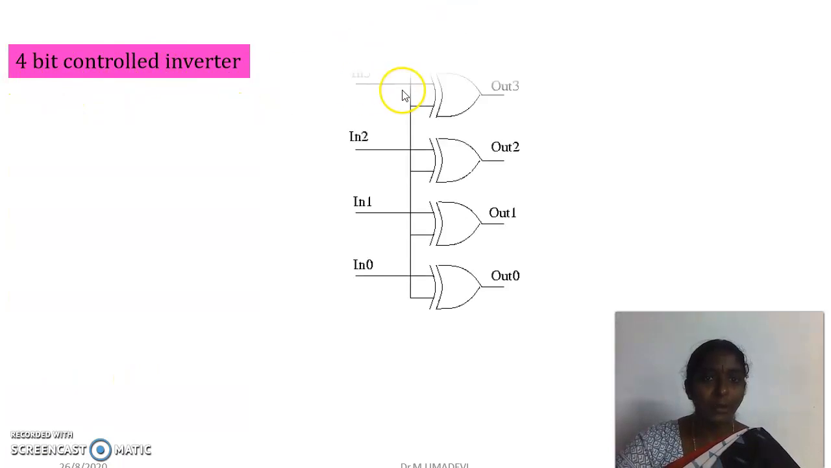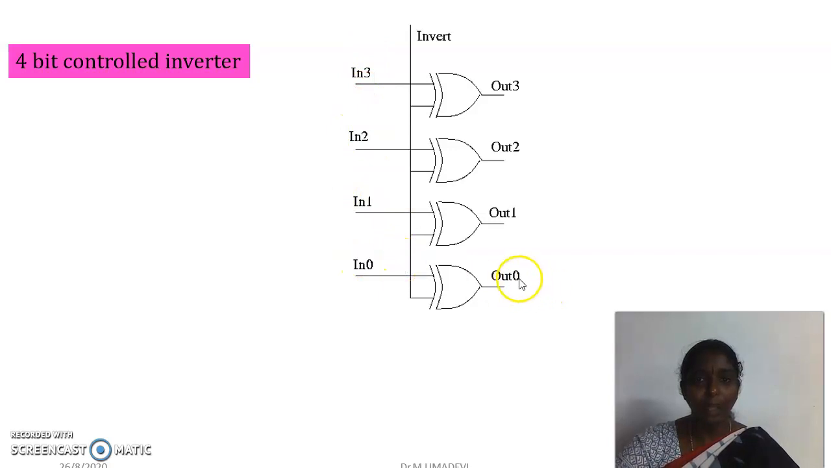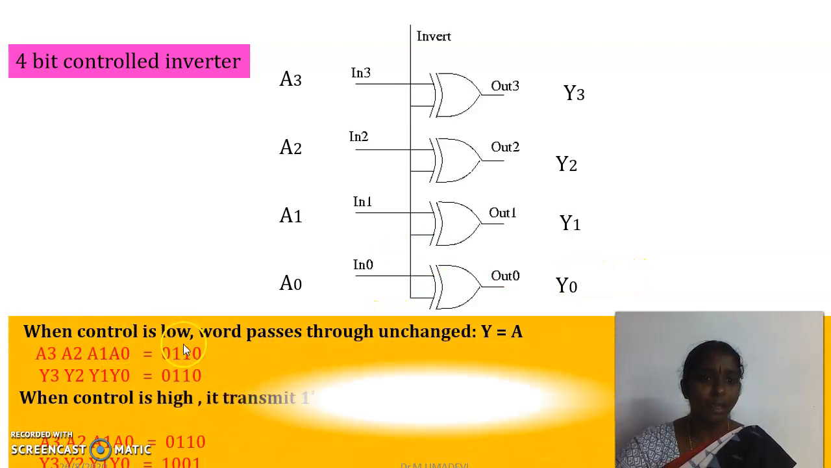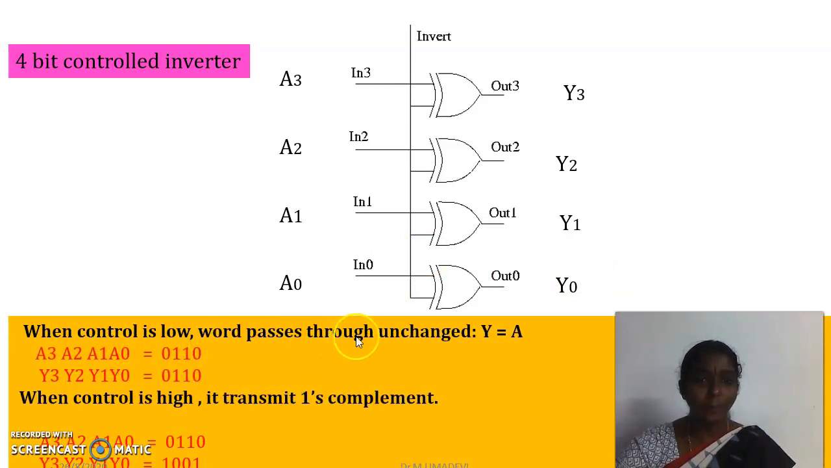This is a 4-bit control inverter. Line 1, line 2, line 3, line 4. 4-bit inverter. And these are outputs 0, 1, 2, 3. A0, A1, A2, A3 are the inputs. Then Y0, Y1, Y2, Y3 are the outputs. When the control is low, the word passes through unchanged, as I already discussed in the previous slide. Y is equal to A.